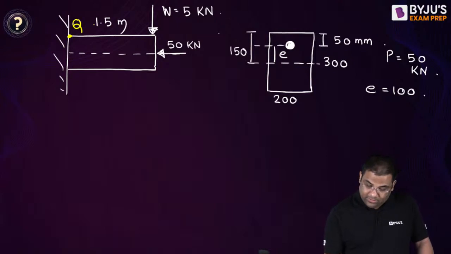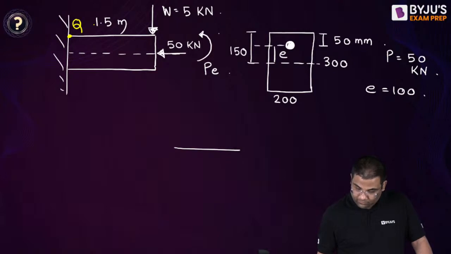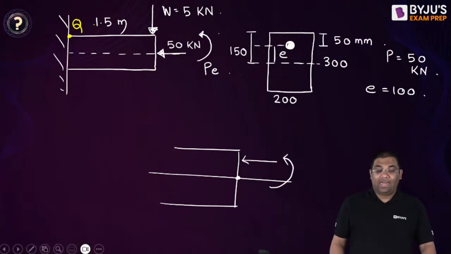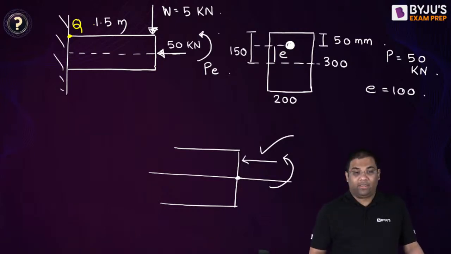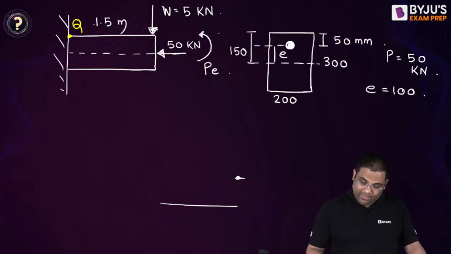Now this load was there, the load was here actually. So the moment will be like this. There will be a moment P into E. Again, you see, if you want to find the moment due to this load about this point, it will rotate like this, right? So the moment is P into E.